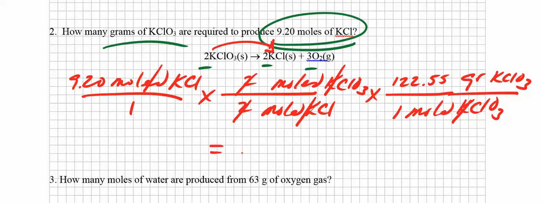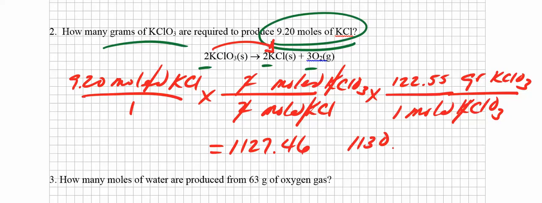So now it's just a question of getting the calculator out and multiplying 9.20 by 122.5, and what I get is this number. Actually, I get 1127.46 on my calculator, but I only want 3 significant digits because I only have 3 significant digits in the 9.20. So let me revise that answer to 1130.